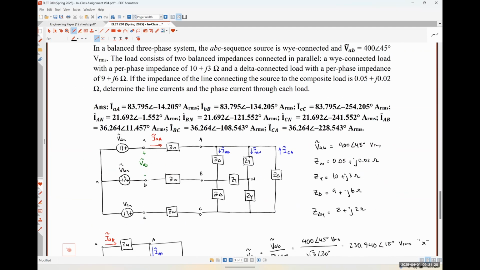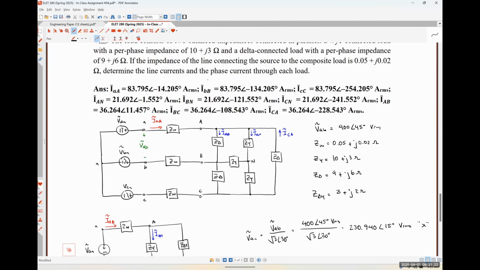So I have a delta connected impedance of 9 plus j6. I converted it into a Y connected impedance by dividing by 3. And so now I have two Y connected impedances in parallel. So anytime I have a delta connected impedance, I need to convert it into a Y connected impedance so that I can put it into my Y connected single phase equivalent circuit.